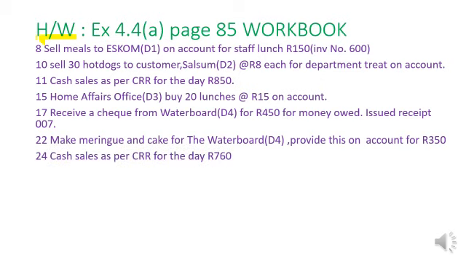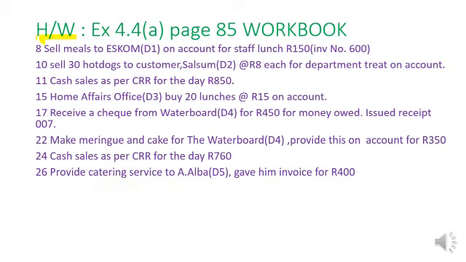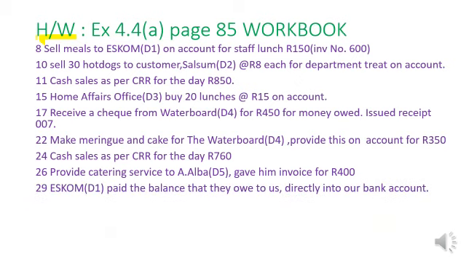Cash sales, cash. Remember, these are cash sales. You must know cash sales, it's CRJ. Credit sales is DJ. Then you just calculate your cost of sales. Then provide catering service to A. Alba, data number 5, gave him invoice for the amount was 400 rand. You decide whether it's DJ or CRJ.